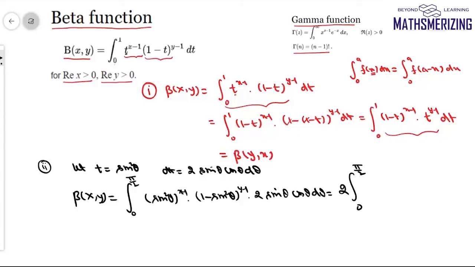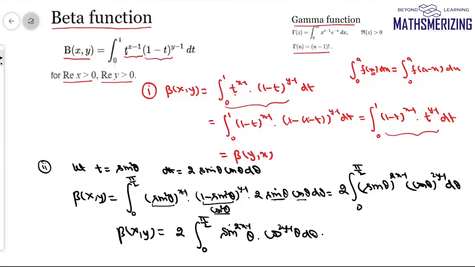Now we have sine theta to the power 2x minus 2, and then this one more sine theta, so actually it will be sine theta to the power 2x minus 1. In the same way, 1 minus sine square theta is actually cos square theta, so cos to the power 2y minus 2 into cos theta will be cos theta to the power 2y minus 1 into d theta.